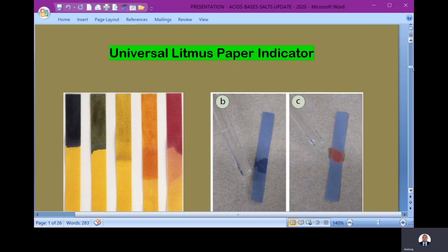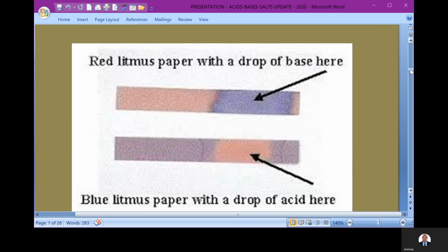An example of an indicator paper is the litmus paper. In an acidic medium, the acid will turn the blue litmus paper red. And in an alkaline medium, the red litmus paper will be turned blue by an alkali or by a base. Red litmus paper with a drop of a base will turn blue, while blue litmus paper with a drop of an acid will turn red, as observed in this photograph.